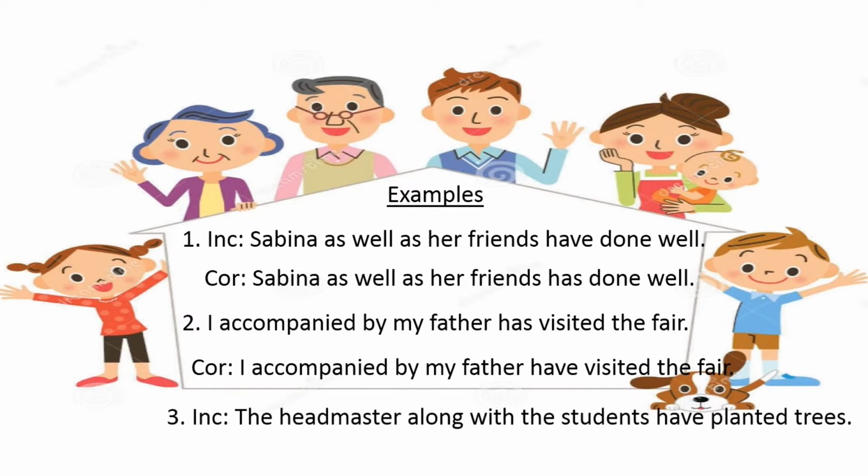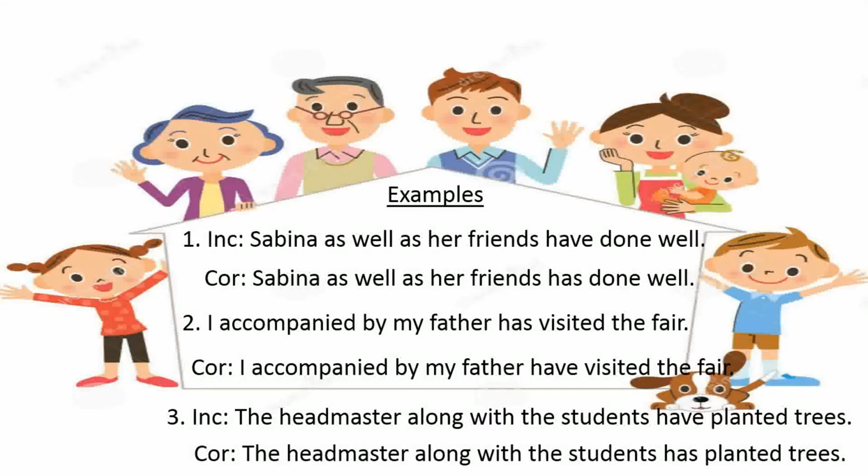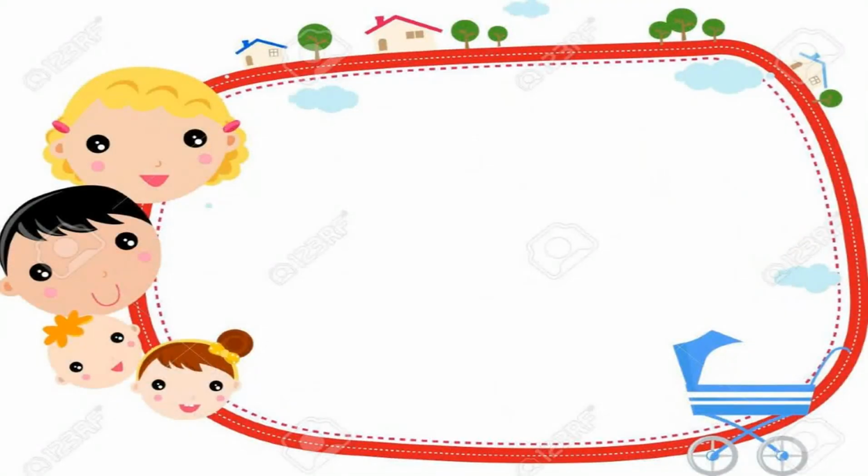Okay, another example. The headmaster along with the students have planted trees. So here you find that the two subjects are added with along with, so you have to follow the first subject, the headmaster. The headmaster is third person singular number, so the verb will be singular. So the headmaster along with the students has planted the trees. So here is the rule. Okay, let's go for the next rule.